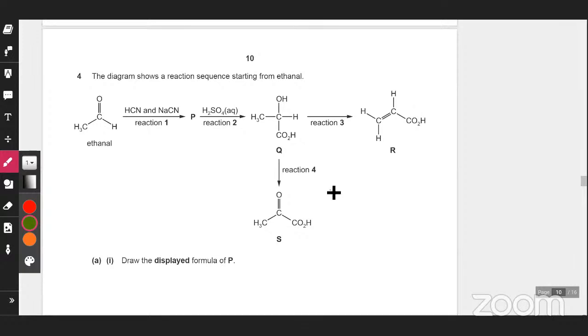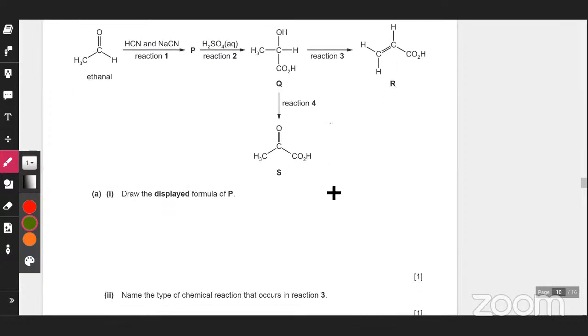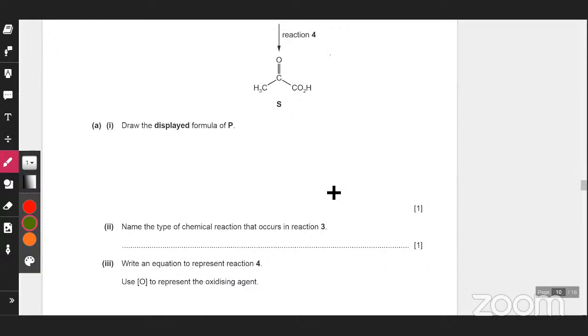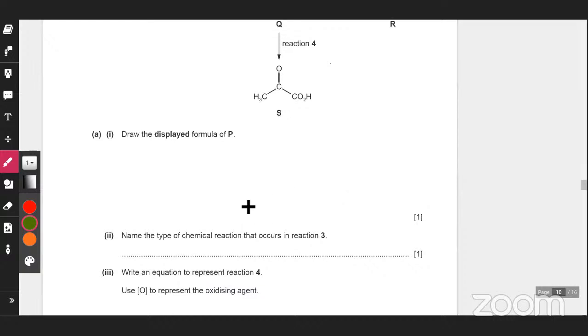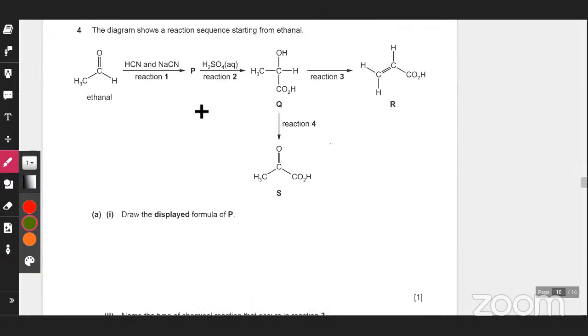So now the other part is: draw the displayed formula of P. Let me just see if we have done this. If we haven't done this, we're going to do this right now. Okay, I'm going to explain this. So the first part is: the diagram shows the reaction sequence starting from ethanol. So you're starting from ethanol. He's saying draw the displayed formula of P. Displayed means you show all the bonds.